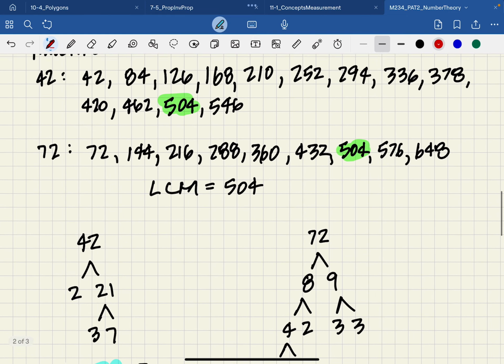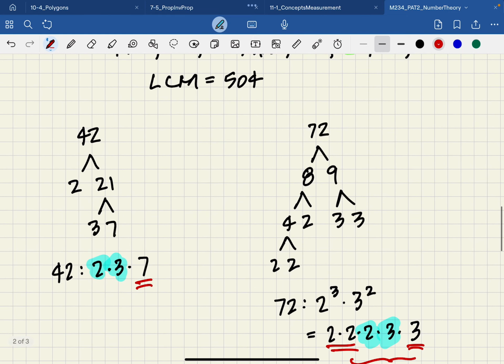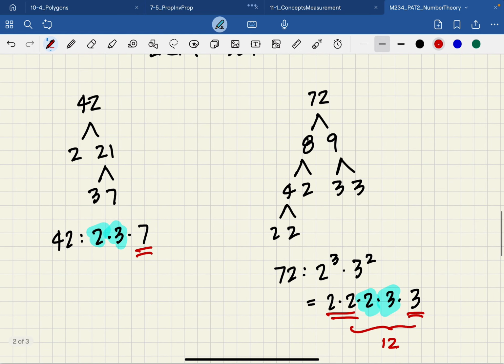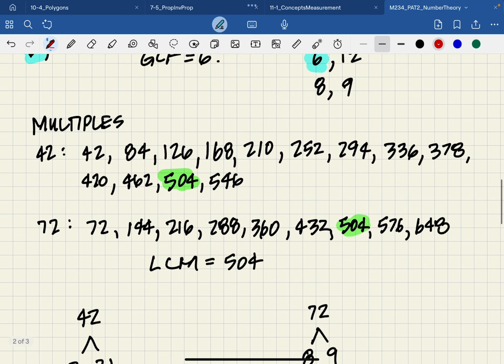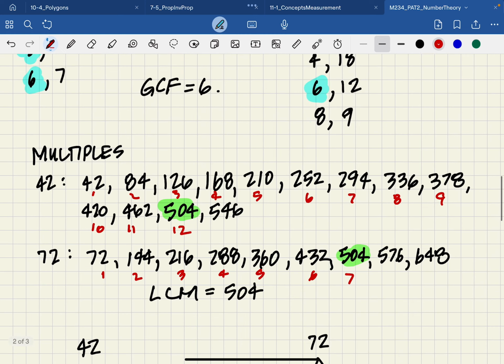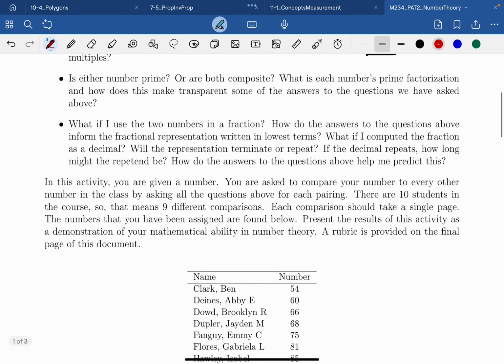Maybe we'll talk about that more when we get to the chapter on greatest common factor, but what's left when I pull out the greatest common factor seems to have something to do with 1, 2, 3, 4, 5, 6, 7, and something to do with 1, 2, 3, 4, 5, 6, 7, 8, 9, 11, 12. Interesting. Okay, well, number theory, right?